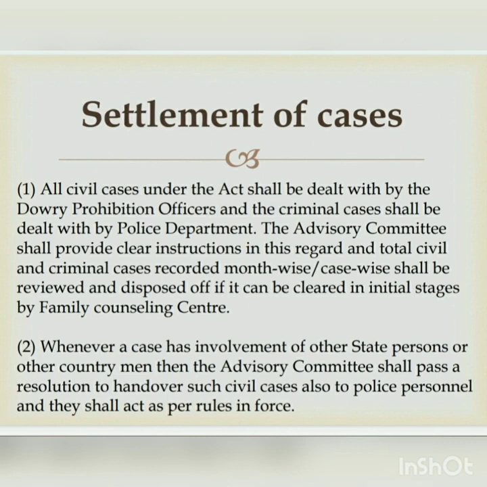2. Whenever a case has the involvement of persons of other states or other countrymen, then the advisory committee shall pass a resolution to hand over such civil cases also to police personnel, and they shall act as per rules in force.